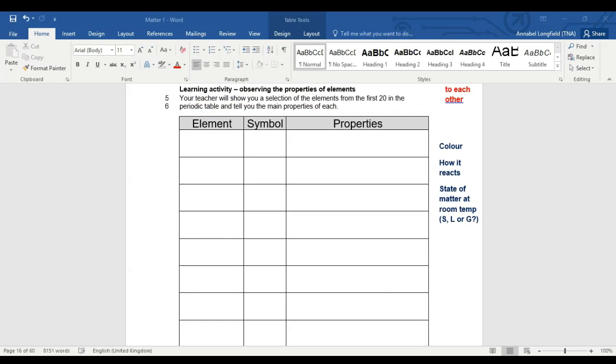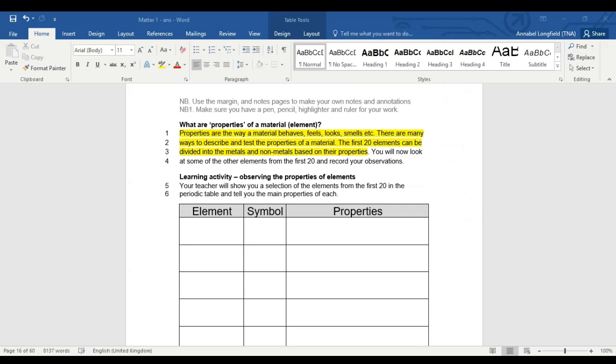Okay, when we go through each element, you need to make sure that you are noting down these particular properties of each element. So the colour, how it reacts, and the state of matter at room temperature, so that can be solid, liquid or gas. Okay, so these are the three things that you need to try to pick out from the videos so that you can write these down in your table. The first element that we will be looking at is sulfur, so make sure that you get the name down and the symbol down.